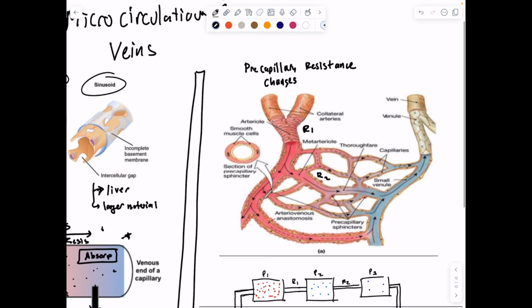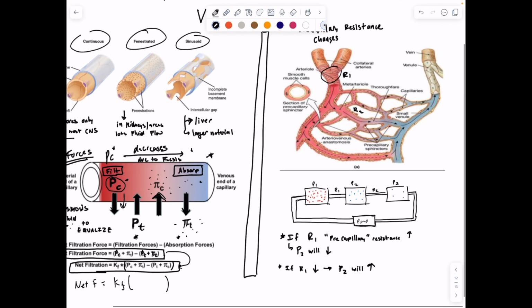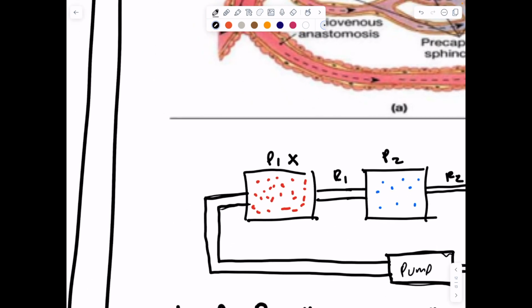One last thing, precapillary resistance. So if the resistance right here in the arteriole, which has the sphincters ahead of your capillaries, increases by constricting, making a thinner pipe, a thinner straw, then the pressure in the capillary is going to go down. Why would that be the case, right? So here is precapillary, right before the capillary. If the arteriole gets smaller, then it's going to be harder for fluid to move through and increase the pressure over here, right?